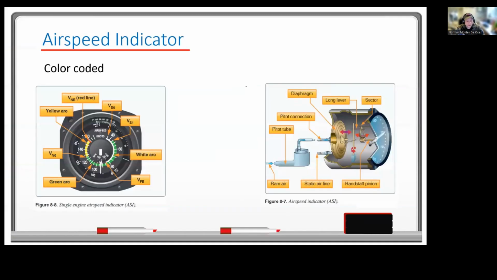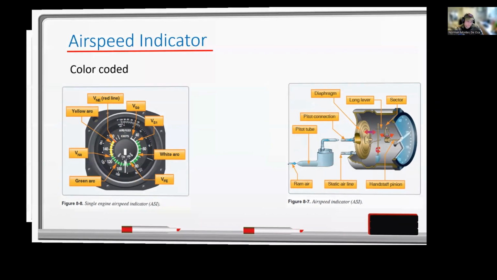Now, going back to the pitot-static system, we have the airspeed indicator. Now, the airspeed indicator is color-coded for your convenience. The green arc here is the normal operating range. We have the white arc, which is for our flaps, the yellow caution range, and then the red radial line is our never exceed speed. Now, the airspeed indicator basically takes static air from the static port, and then it takes ram air from the pitot tube, and it compares the two. Basically, really fast air is compared against static air, and it gives you an indication of how fast you're moving through the fluid of air.